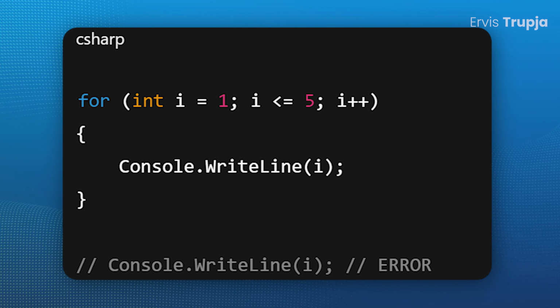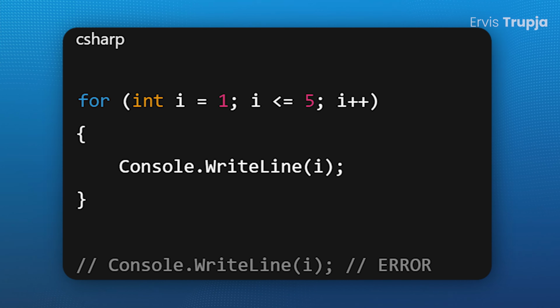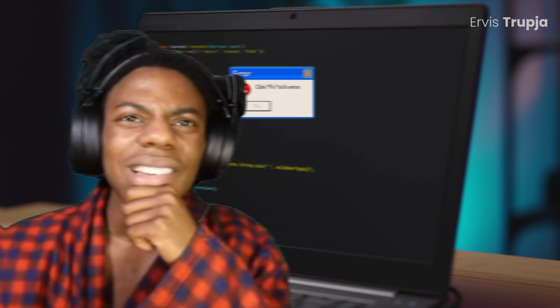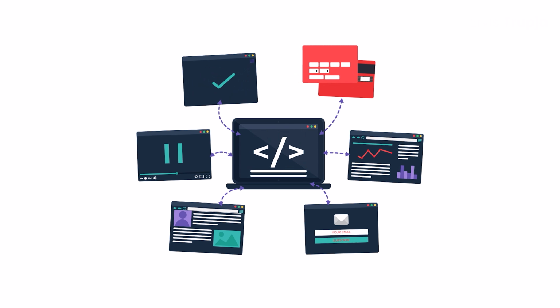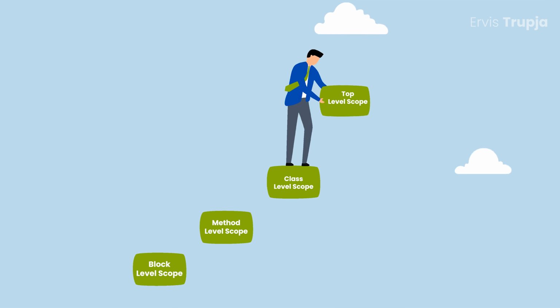Scope defines where variables live and where they can be seen and used in your code. Understanding scope prevents confusing errors and keeps your programs organized and maintainable. There are different levels of scope.